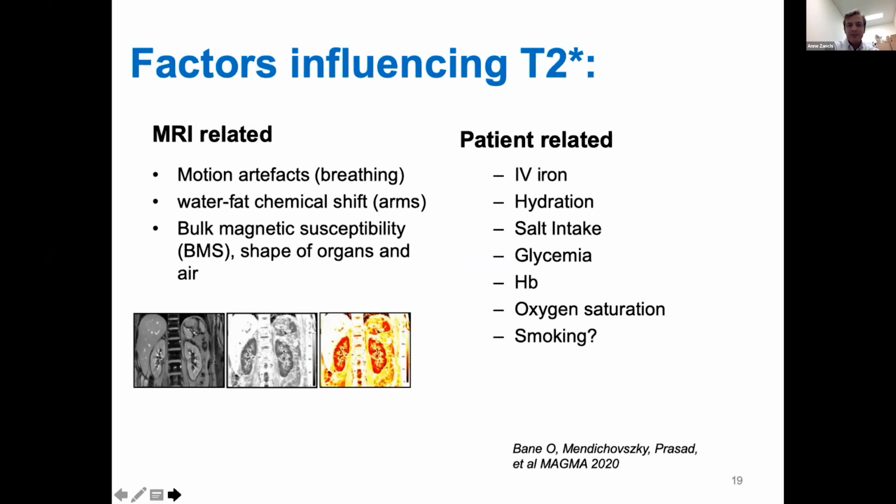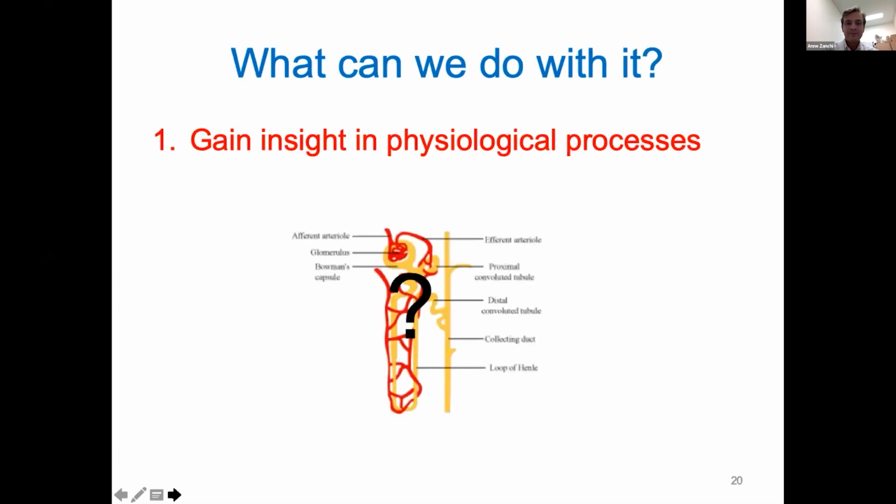Now, it's a bit of a simplification to state that R2 star directly measures oxygenation because the R2 star value is influenced by many factors. Some of them are shown here on this slide on the left side. MRI-related factors, such as breathing artifacts or water-fat chemical shifts, so it helps to put your arms above your head if possible for the participants. Some are more patient-related, notably hydration should best be standardized and other factors as well. Now, once we have standardized, once we start our measurement, what are we going to do with this BOLD MRI? Well, first of all, I think it helps to gain insight in physiological processes.